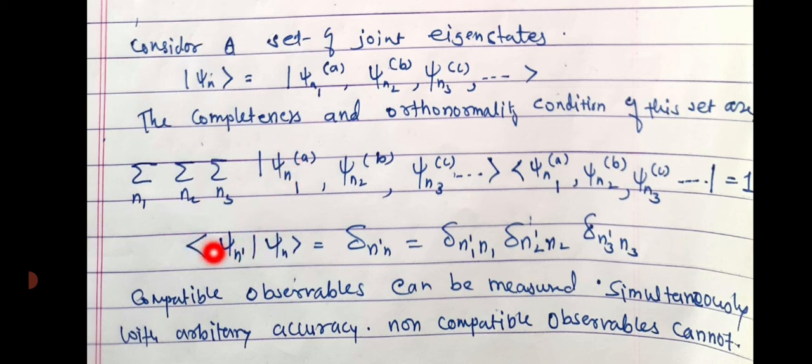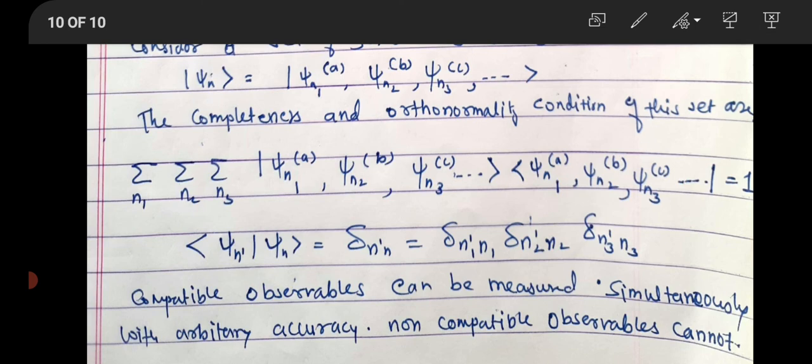So here we can write psi n dash with psi n is equal to the Kronecker delta of n dash n. So that is equal to delta n1 dash n1 into delta n2 dash n2 into delta n3 dash n3. So compatible observables can be measured simultaneously with arbitrary accuracy, and non-compatible observables cannot be. So with this, we stop our lecture over here. Thank you.